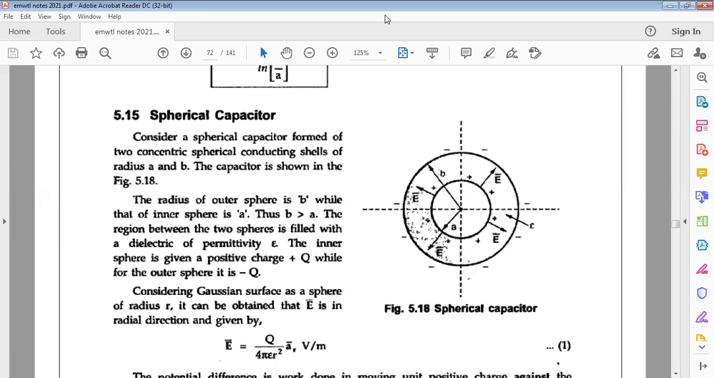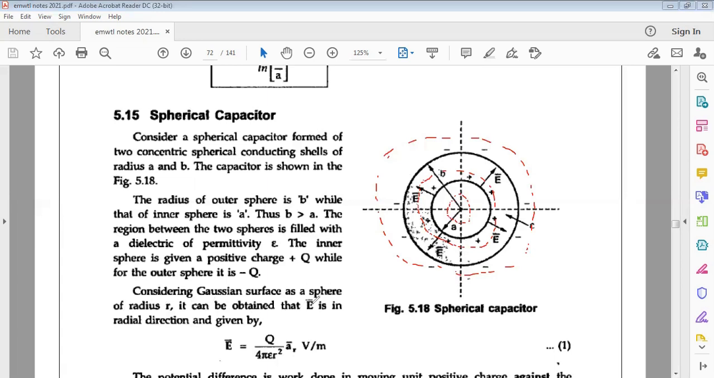There are three cases: when I assume the Gaussian surface inside, when I assume the Gaussian surface in between the radii A and B, and when I assume the Gaussian surface outside. The Gaussian surface is a sphere of radius R.